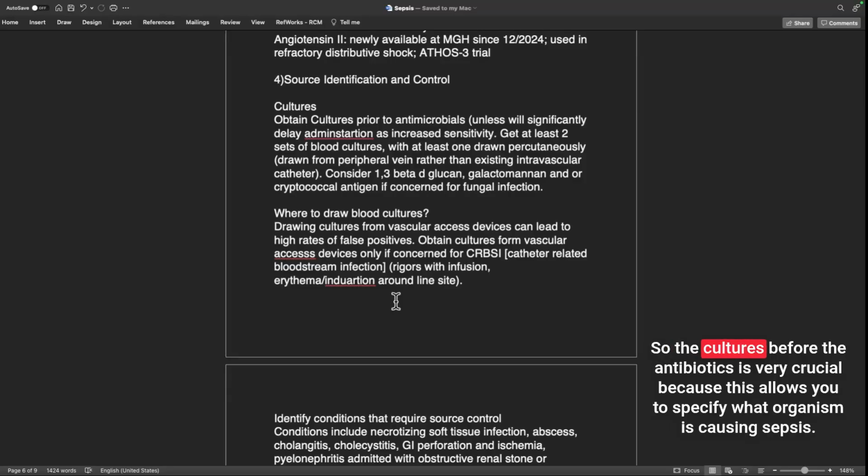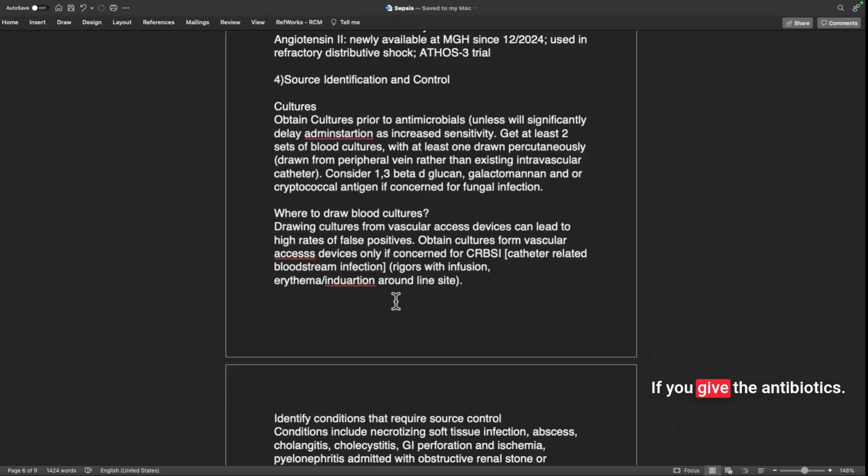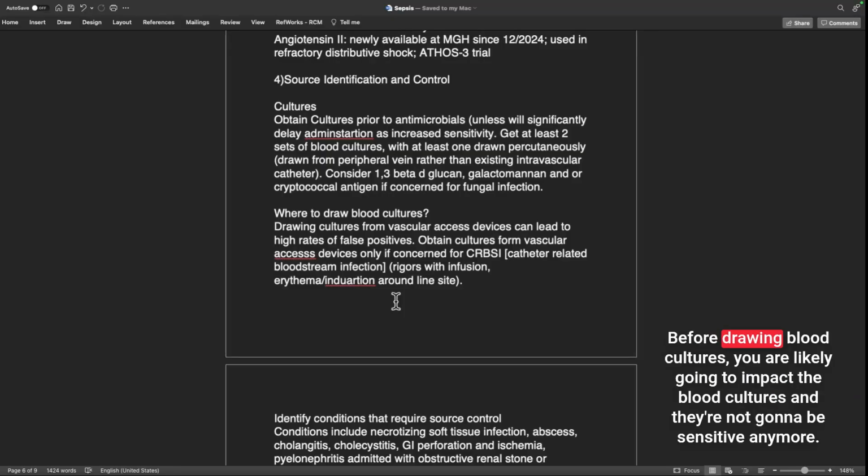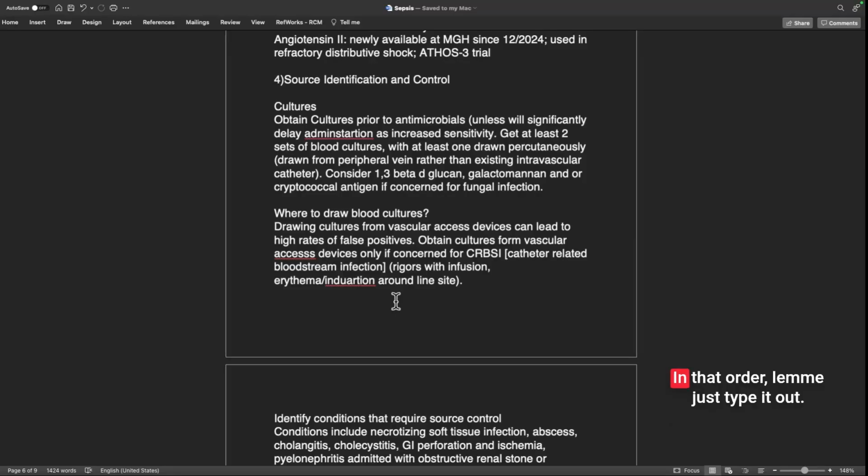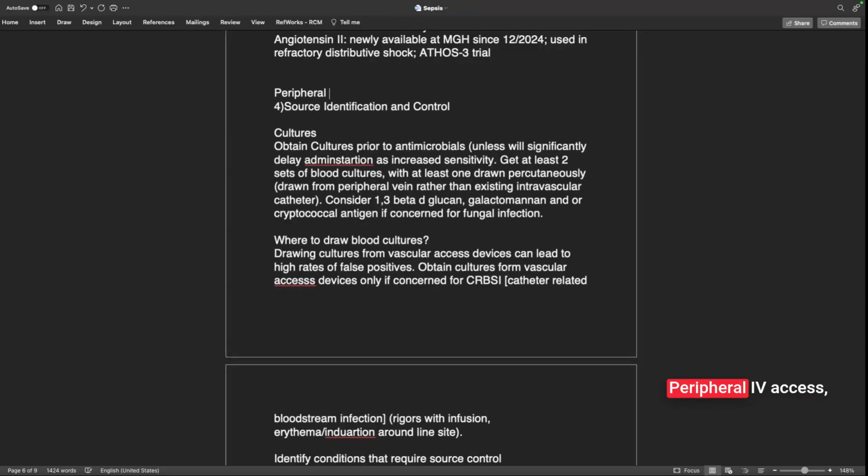Cultures before the antibiotics is very crucial because this allows you to specify what organism is causing sepsis. If you give the antibiotics before drawing blood cultures, you're likely going to impact the blood cultures and they're not going to be sensitive anymore. In that order, let me just type it out. Peripheral IV access, blood cultures, fluids, and then antibiotics.